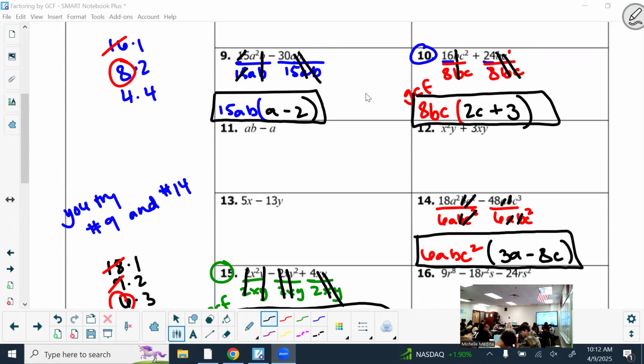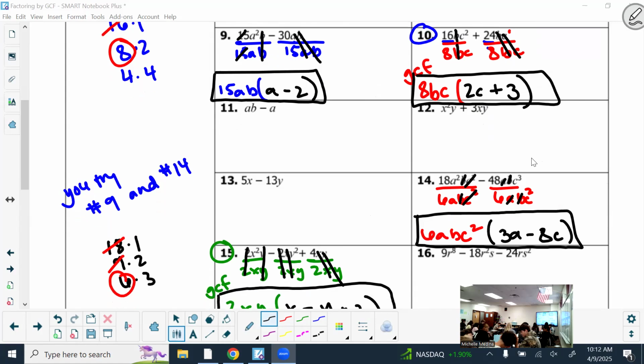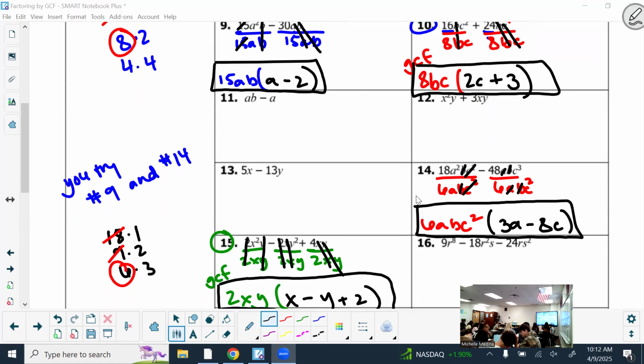Okay. So 14 was the other one I asked you to try. If you did it completely right, the GCF would have been 6ABC squared, and in parentheses, it should be 3A minus 8C. In the first term, you can see what canceled: the B and the C squared. In the second term, only the A and the B canceled, and you just divide the rest.